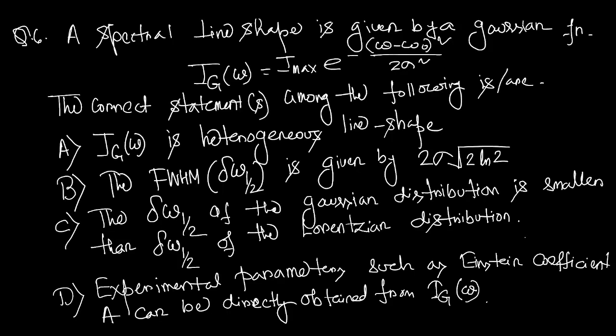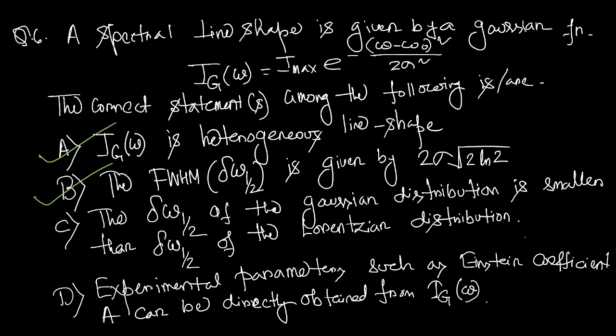Now, Lorentzian is a homogeneous system. If heterogeneity is introduced in the system, it is no longer Lorentzian in shape; it will be Gaussian in shape. So the first option is correct. Second option, the FWHM of the Gaussian function is nothing but 2 into root 2 ln 2, and there is a sigma also; that is the correct option.